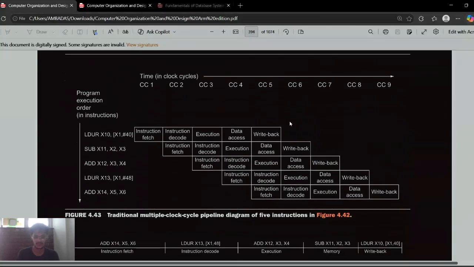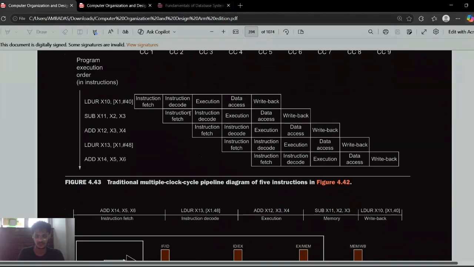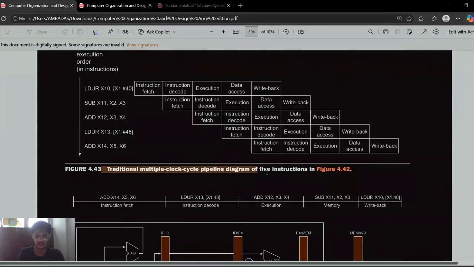So in this diagram, they have clearly mentioned the stage names and the instructions which we are going to process in the processor. The execution order of the program is from top to bottom, but the data or the instruction flows from left to right, as shown with time. And this is pretty straightforward. There's nothing complex in it.